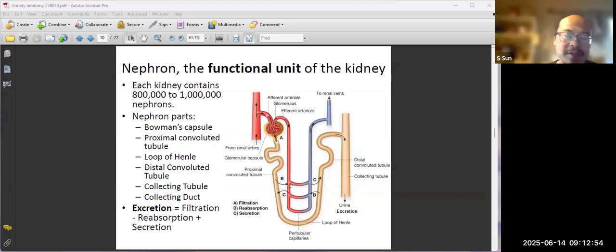We call it reabsorption because all these things in the blood, in the nephron, it's not our first time absorbing them. We absorb them the first time in the intestine. So we just filter them through and then we take them back. And so we call it reabsorption.